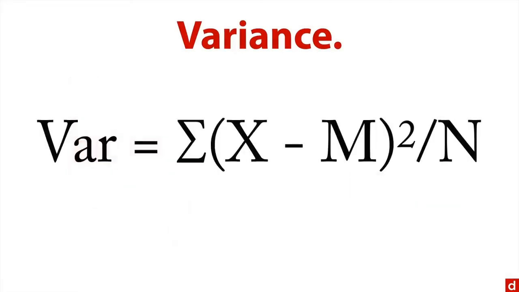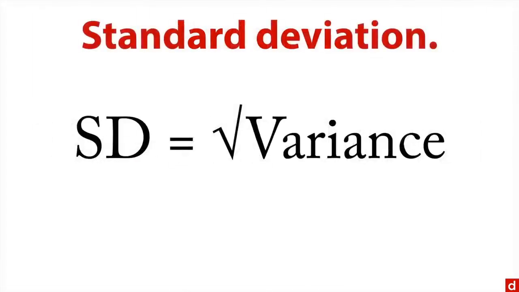So this is the formula for the variance, but now let me show the standard deviation, which is also a very common measure and is closely related to this. Specifically, it's just the square root of the variance.